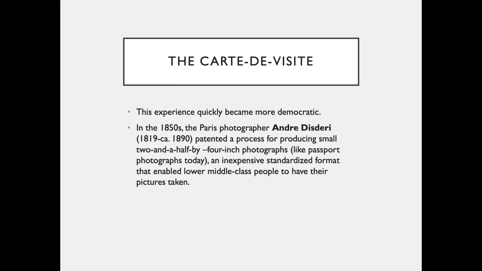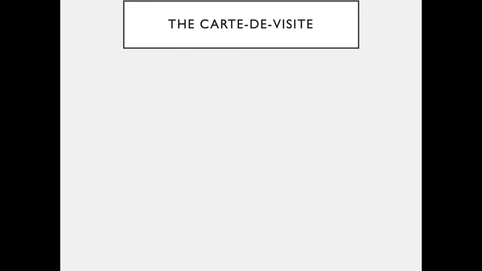In the 1850s, the Paris photographer André Disdéri patented a process for producing small 2.5 by 4-inch photographs, kind of like passport photographs today. This was an inexpensive standardized format that enabled lower middle class people to have their pictures taken. This was perhaps the most important impact of photography. Everyone got into the picture.